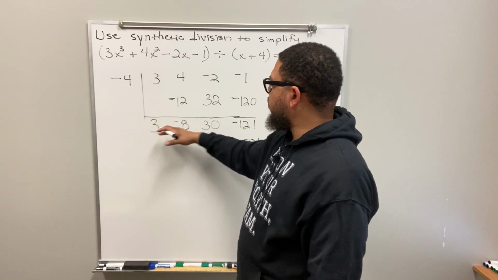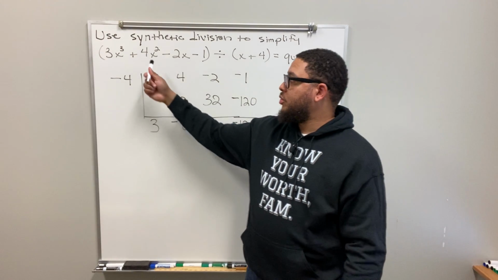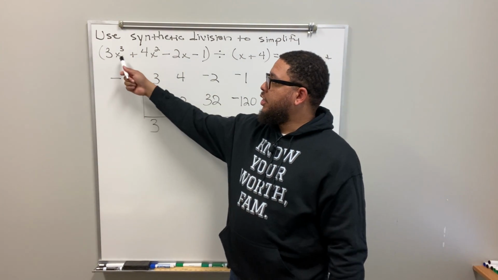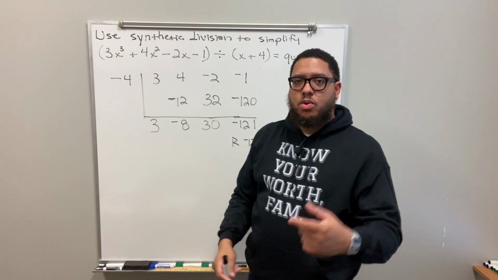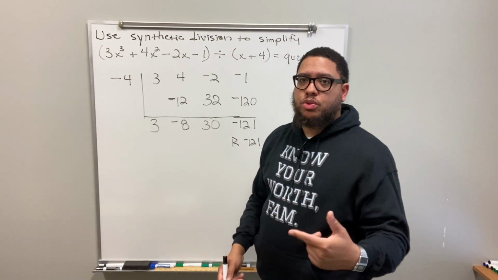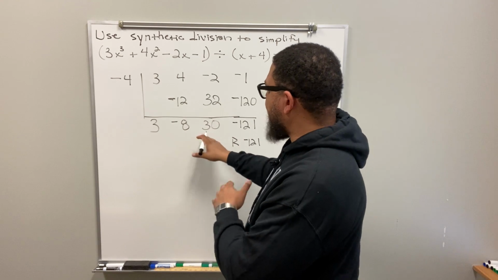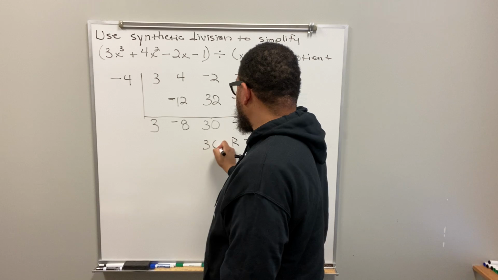Then you kind of work backwards to write your expression. Now, this expression or this quotient should be 1 degree less than the original dividend. The dividend had a degree of 3. 3 is the biggest exponent in the dividend. So our quotient should have a degree of 2 because 3 minus 1 is 2. All right. Now, this positive 30 is going to be the constant in the expression. So that's going to be at the end.